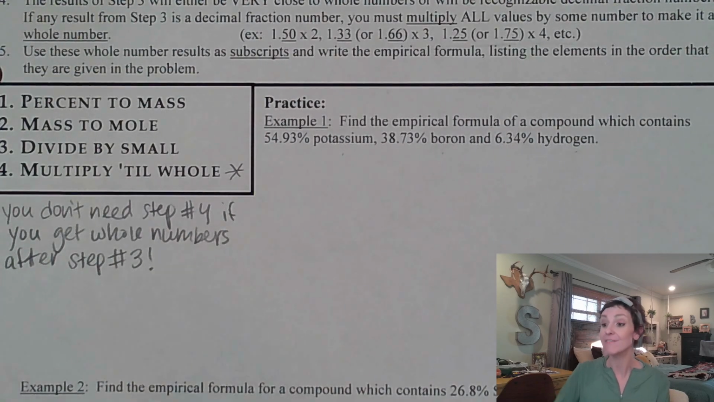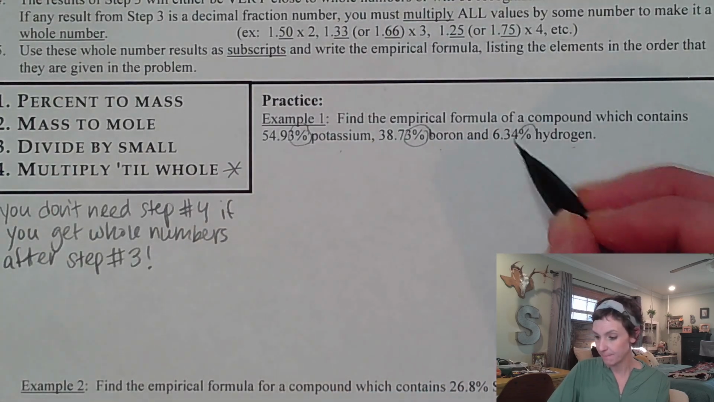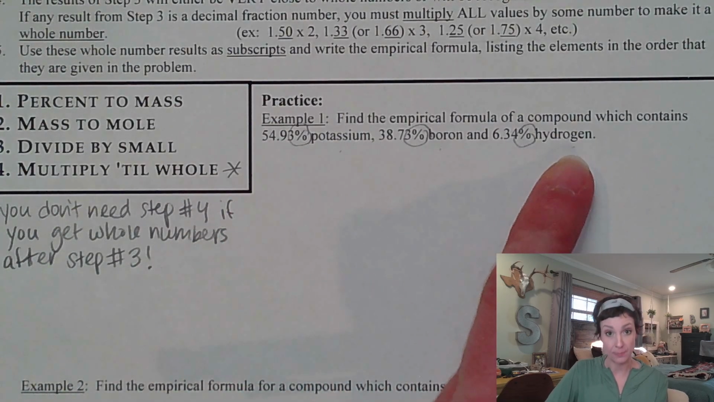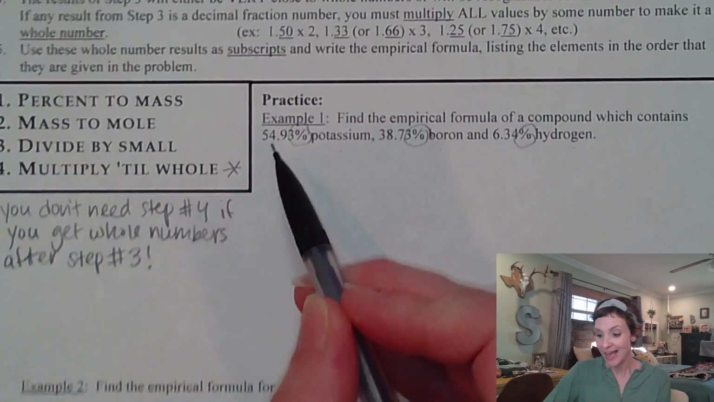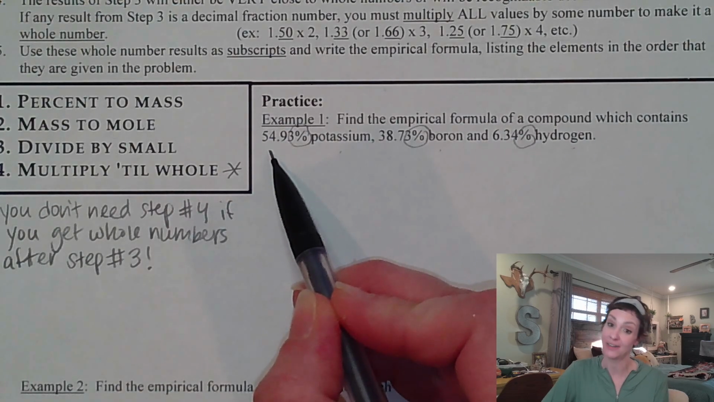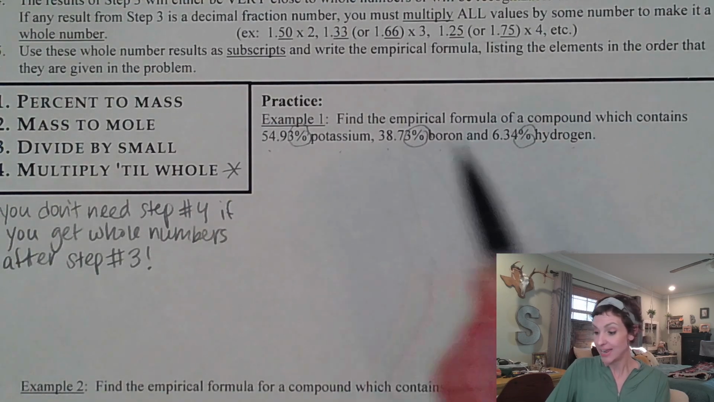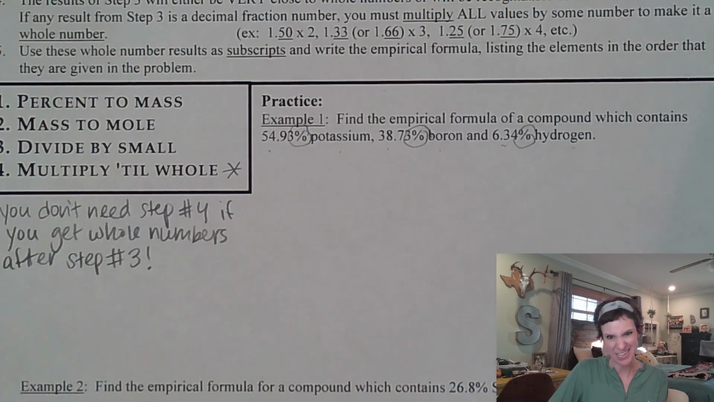Are y'all ready for this? You're going to love this. Percent to mass. Okay, how do I turn a percent into mass? Well, obviously, if you add all 3 of these percentages up, you will get to 100%, right? Let's just say, theoretically, we have a sample that is 100 total grams of all of these elements. Well, in a 100 total gram sample, I would have 54.93 grams of potassium and 38.73 grams of boron and 6.34 grams of hydrogen.